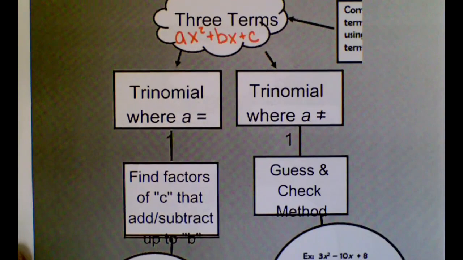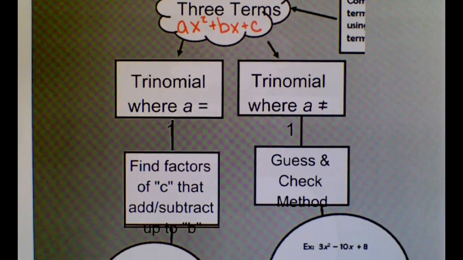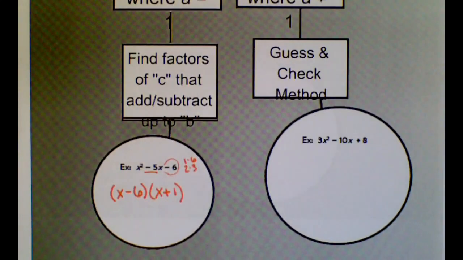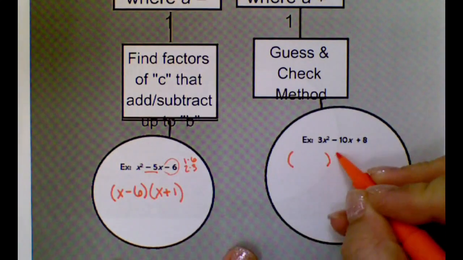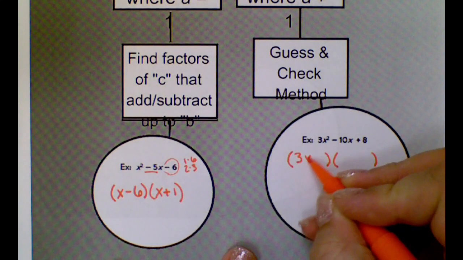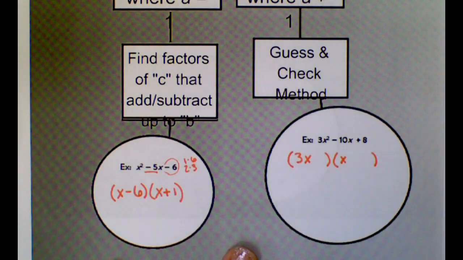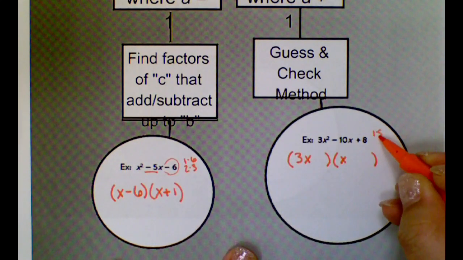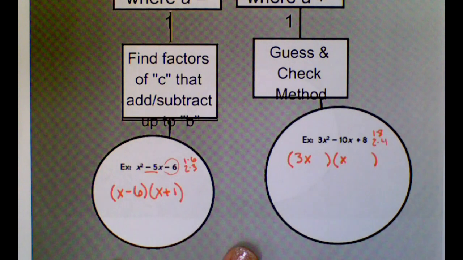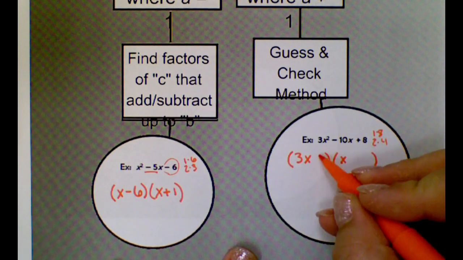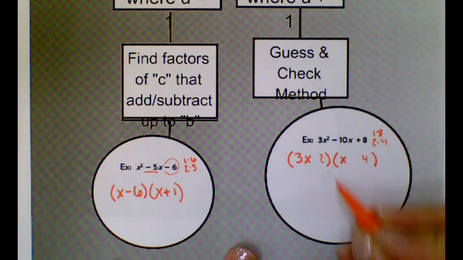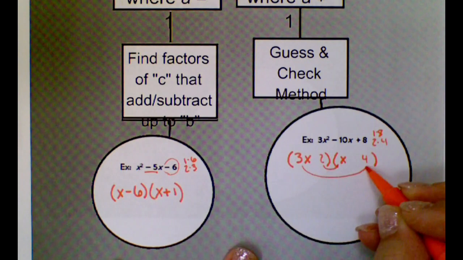If we have a trinomial where a is not 1, we are going to use the guess and check method. So if I have 3x squared minus 10x plus 8, I know the only way to break apart 3x squared is to make it a 3x and an x. Then I'm going to use factors of 8. I could use 1 times 8 or 2 times 4, and I'm just going to guess about what I think it is. So let's say I think it's 2 times 4. I just need to guess and check the inside part.